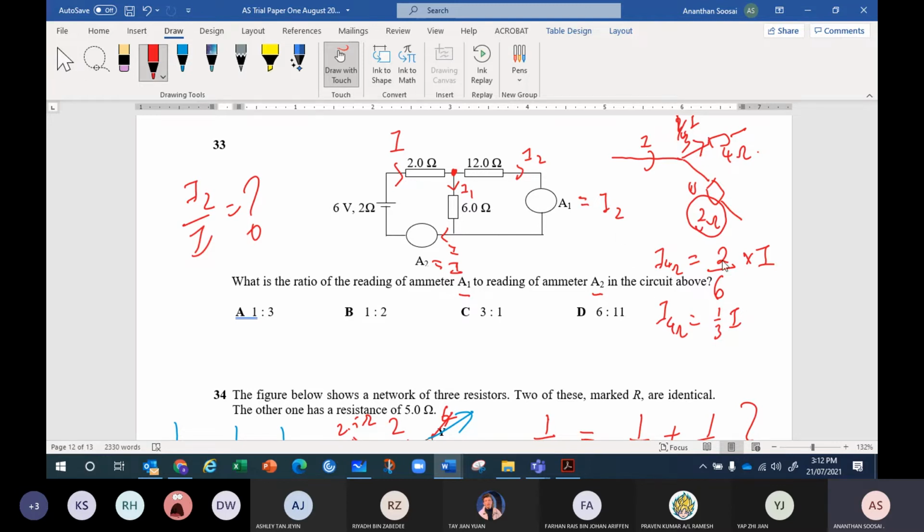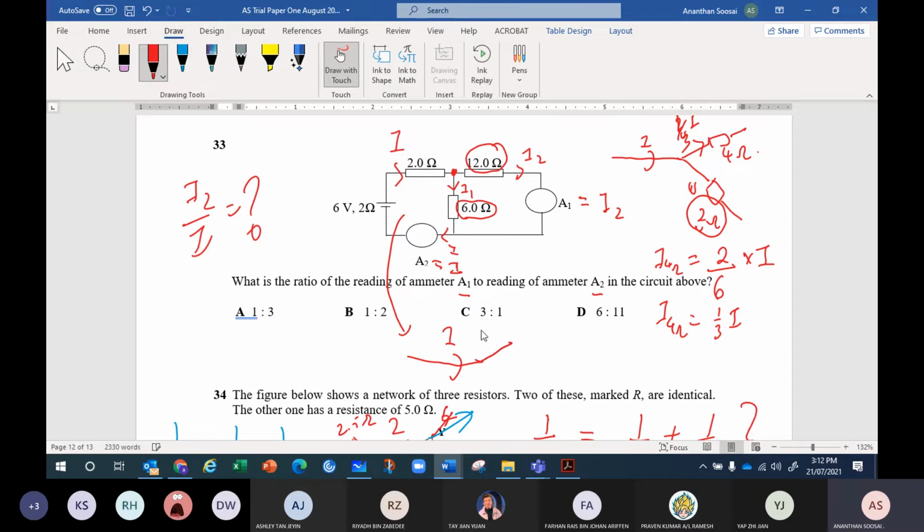Okay, use this branch idea I told you. Can you write I2 in terms of I? The main current is I, split into 2 branches. The I2 branch has how much resistance? 12 ohm, right? The I1 branch has how much resistance? 6 ohm, right? Adapting to this circuit, the main current is I.